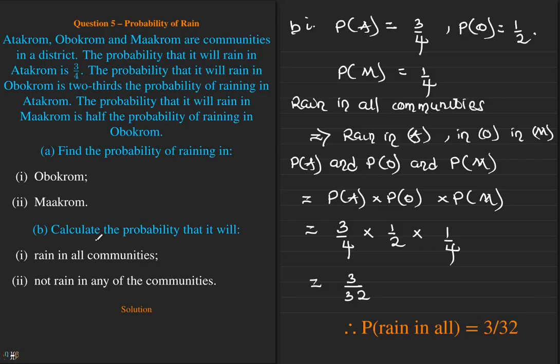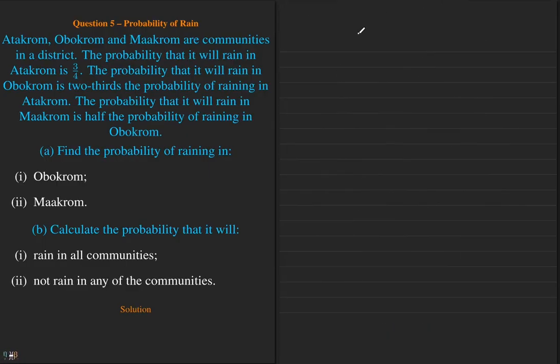The last question says, calculate the probability that it will not rain in any of the communities. This is an interesting one. The probability that it is not going to rain in any of the communities. Now, the probability that it will not rain in any of the communities, that is, the probability that there will be no rain in any, is simply the probability that there is no rain in Atakrom, no rain in Obokrom, and then no rain in Maakrom, right?